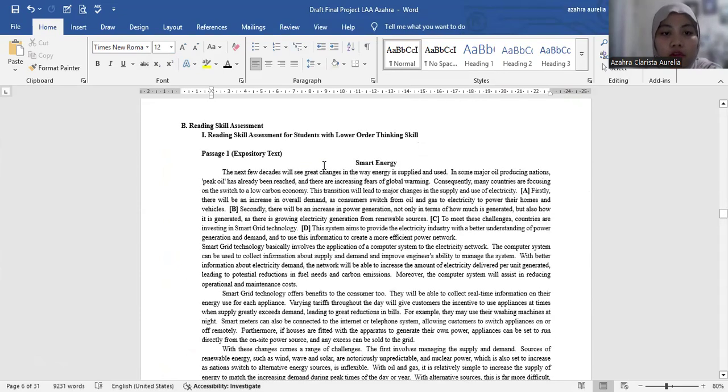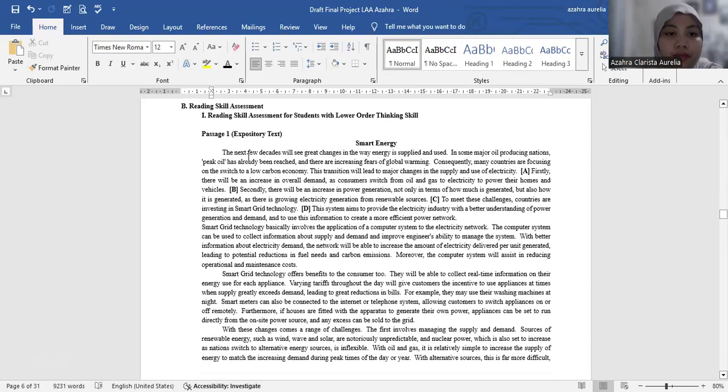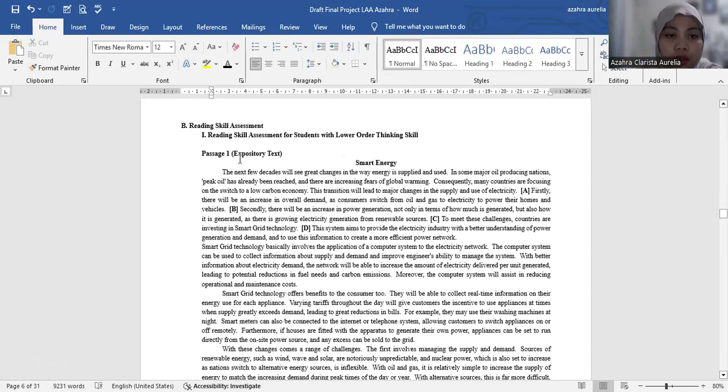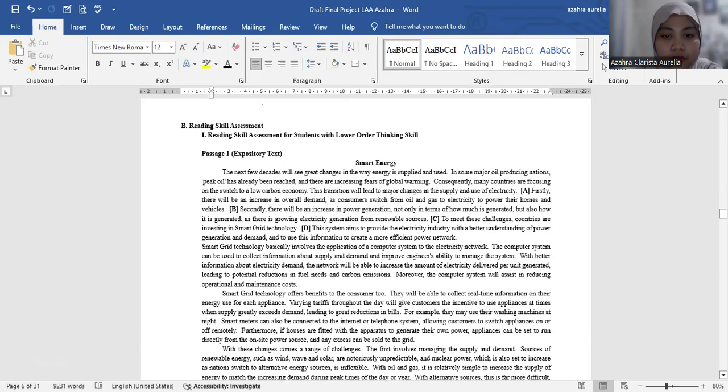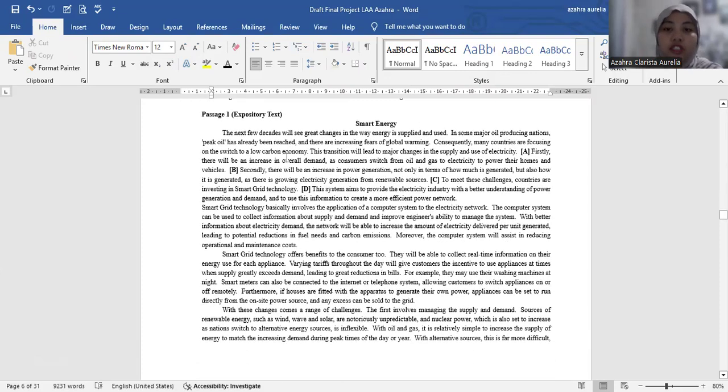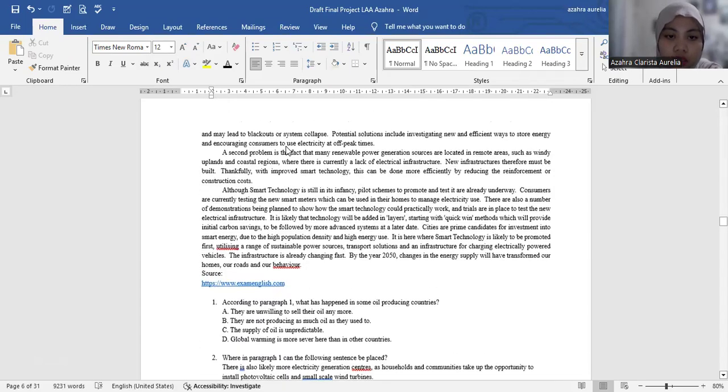And now we move to reading skill assessment. First I will explain the reading assessment for students with low order thinking skill. The first passage is an expository text about smart energy, and it explained changes in energy supply and the benefits of smart grids and also some challenges in a clear and structured way. And here is the text.